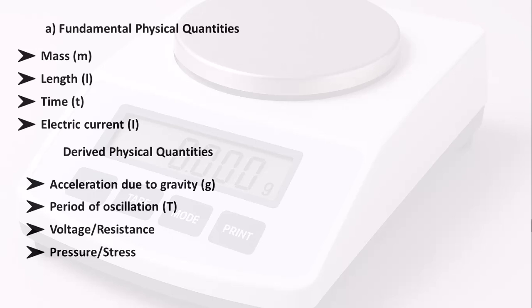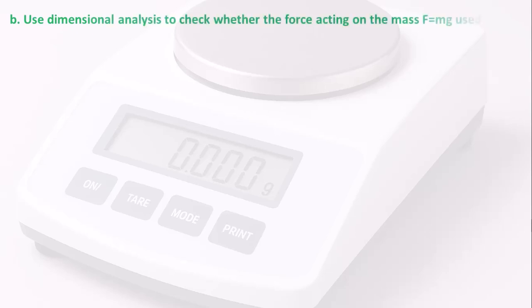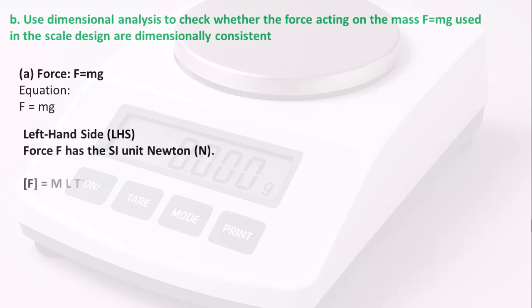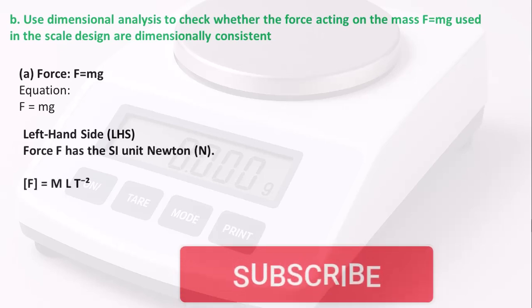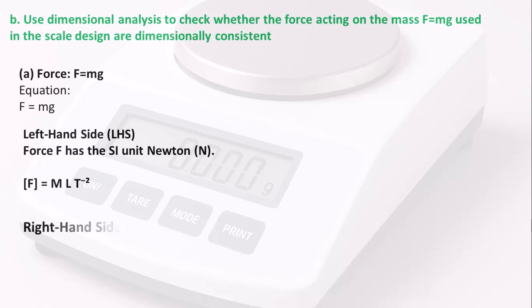Use dimensional analysis to check whether the force acting on the mass, F equals mg, used in the scale design, are dimensionally consistent. F equals mg. Left-hand side, force F has the SI unit Newton. Dimensions of force equals MLT^-2. Right-hand side, mass m, dimensions of mass equals M.